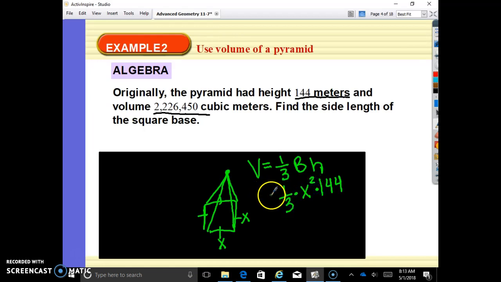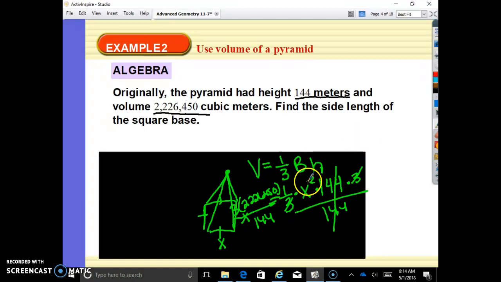So 1/3 x squared times 144 is going to equal 2,226,450. The first thing I can do is multiply by 3 on both sides, and then divide by 144 on both sides. So let's do that first. 2,226,450 times 3 equals, divided by 144 equals. At this point, all we have is that x squared equals 46,384.375.